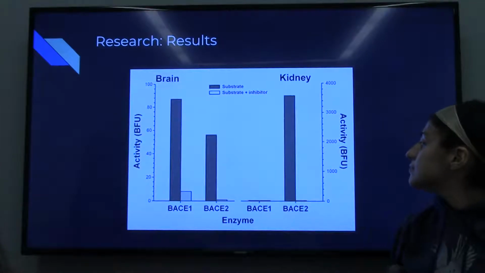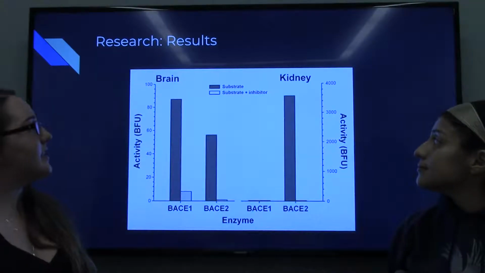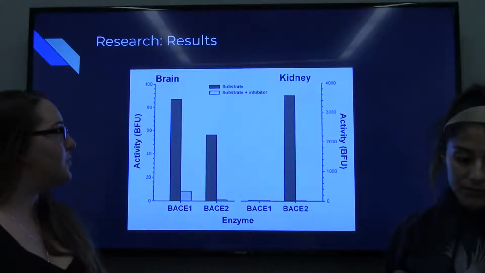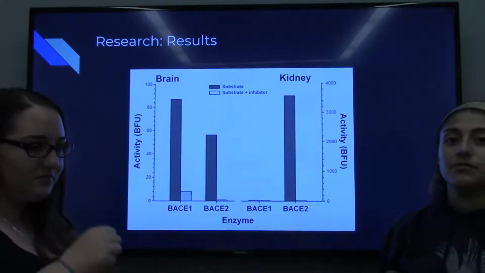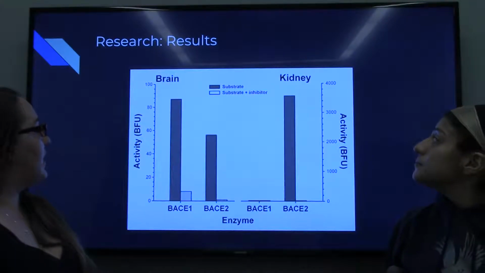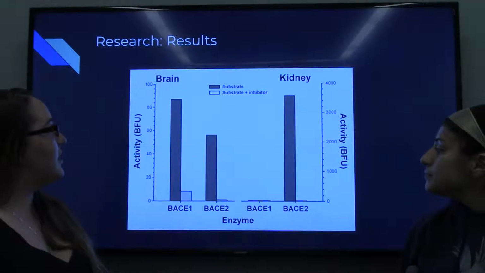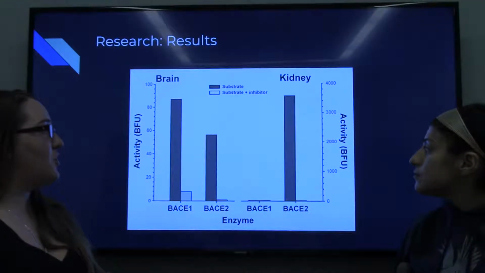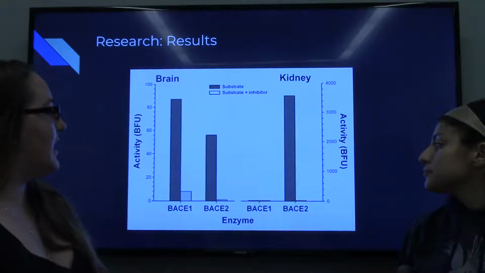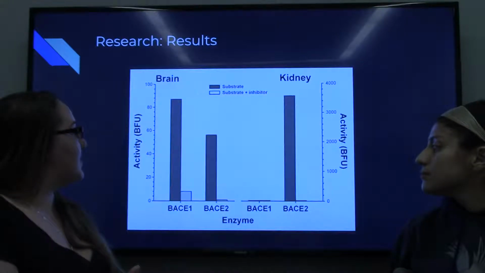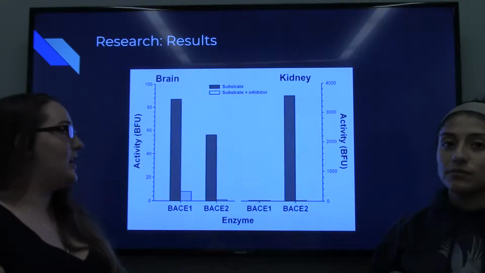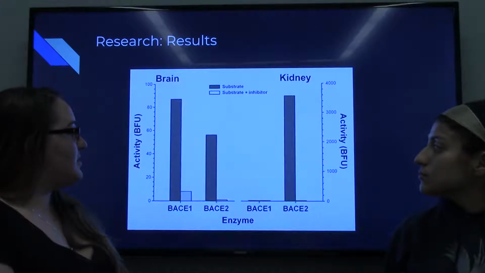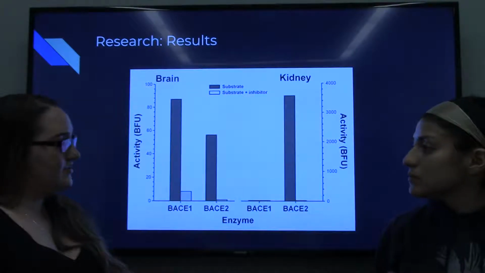So the results are here. This is when they looked at the substrate levels of BACE1 and BACE2 in the brain and the kidney. As you can see, BACE1 substrate was very present in the brain and not present at all in the kidney. So this indicated that the activity of BACE1 was very prevalent in the brain, while BACE2 was somewhat prevalent, but it was much more prevalent in the kidneys.